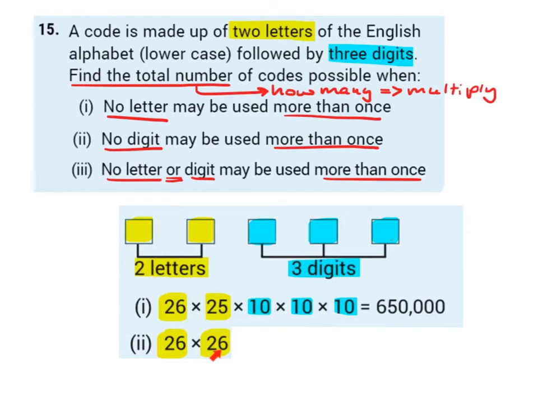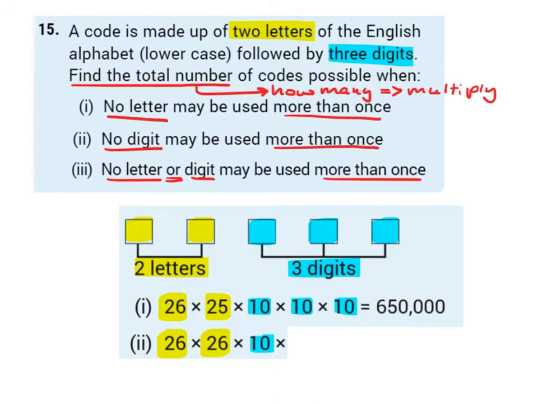So it's 26 times 26. And then we're going to multiply that by the number of digits we can choose from for the first digit. And there are 10 digits in our numbers. So 0, 1, 2, 3, 4, 5, 6, 7, 8 and 9. So that makes 10 altogether. So we're going to multiply by 10.